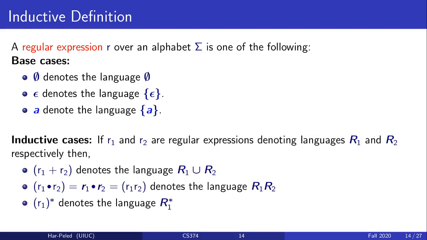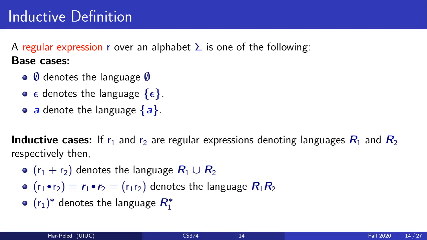Now we have the induction. In the induction, we have two expressions, R1 and R2. When we write R1 plus R2, what we really say is take the corresponding languages and take their union. If you want to think about it as a pattern, which is the more natural thing, this means a given word matches this pattern if it matches R1 or it matches R2, or of course both.